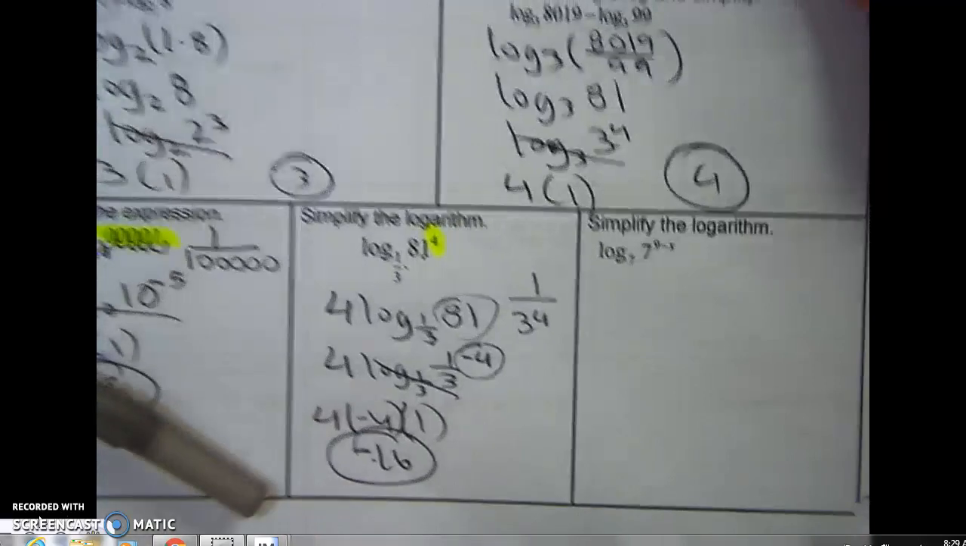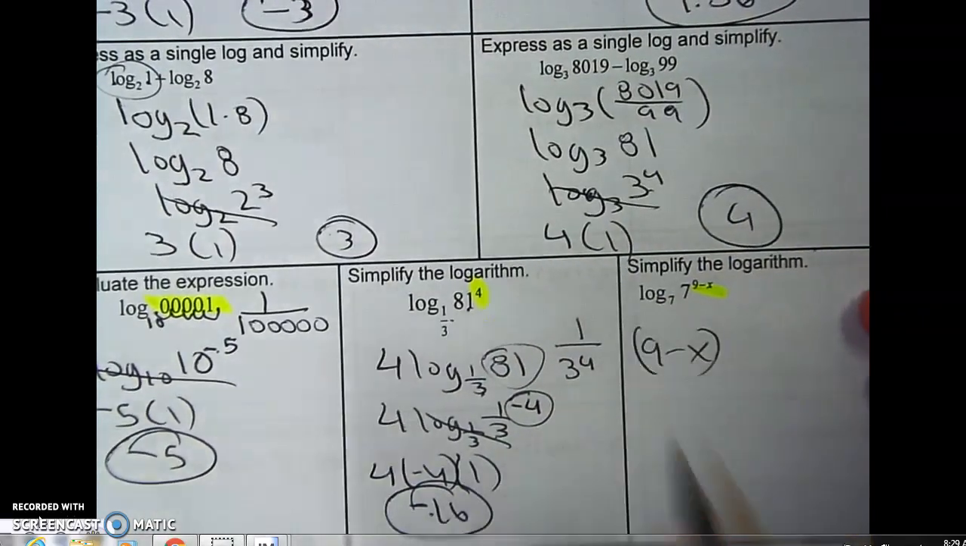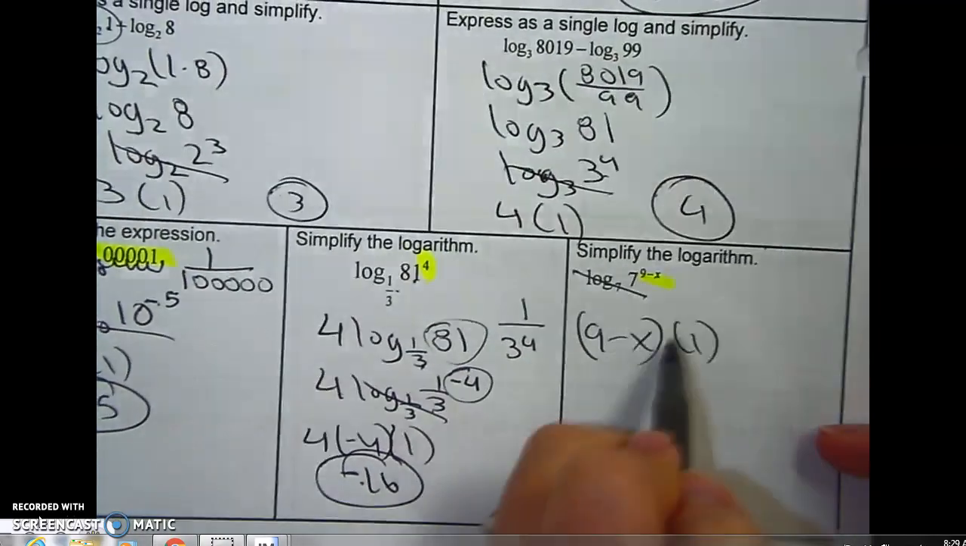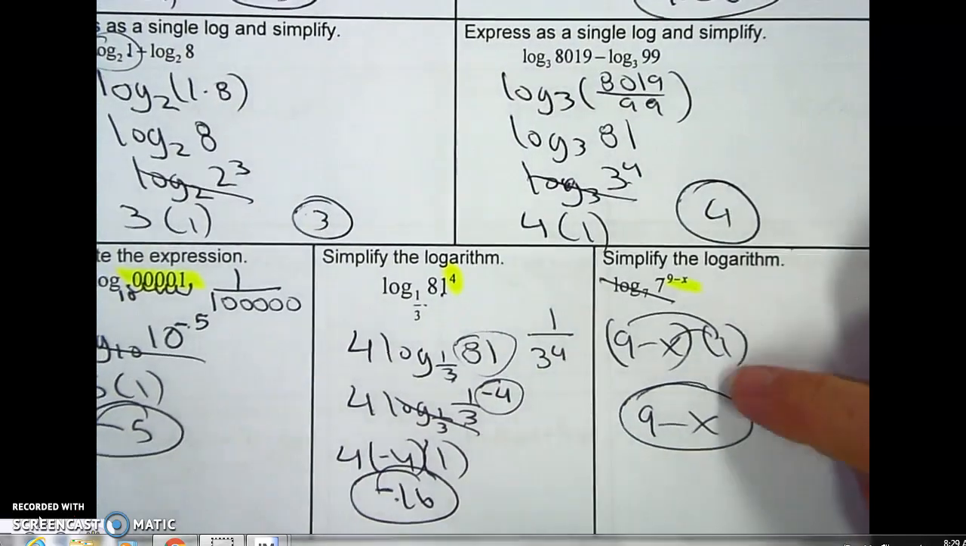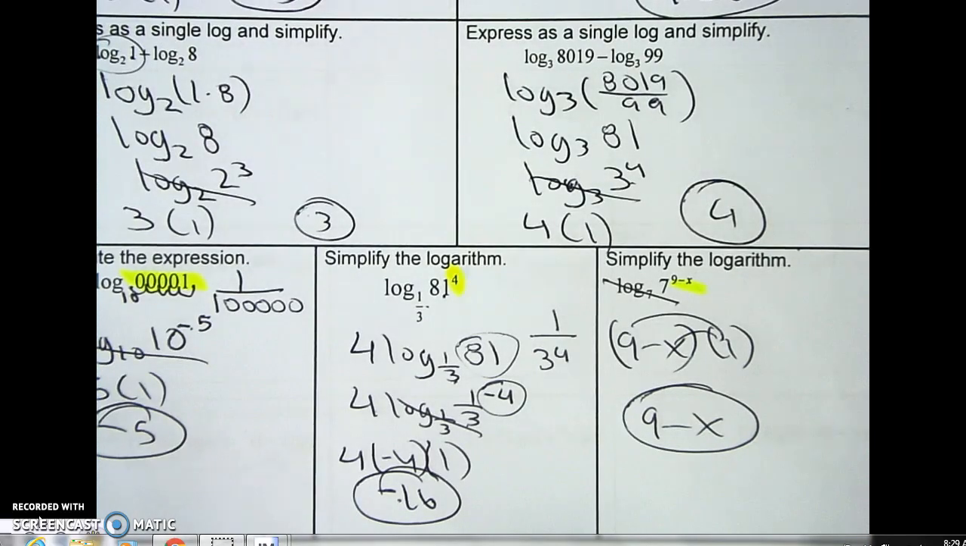Okay, let's go to the next one. Same game. Little turns big, but this needs to be in parentheses. Boom, times 1. And then based on the distributive property, the answer is 9 minus x. If you skip this step and don't show me that you're using the distributive property, you're just memorizing something. Okay, let's go to the next page.